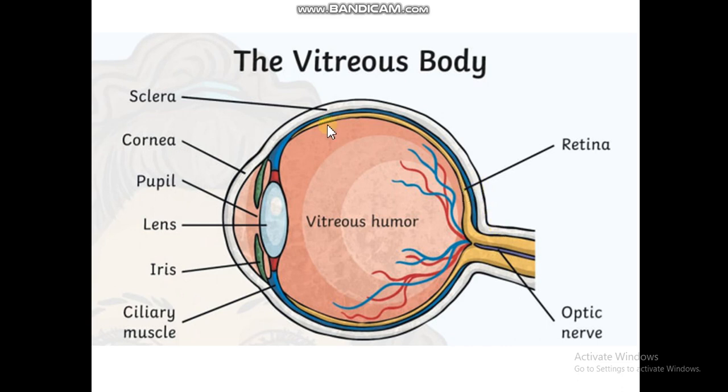So these are the different parts of our eye. What are the different parts? We have the sclera, then the cornea, then the iris, and at the center of the iris we have the pupil. Then we have our lens, attached with the help of ciliary muscles. Behind the eyeball we have the optic nerve, through which the information of the image is sent to the brain, where it is processed.